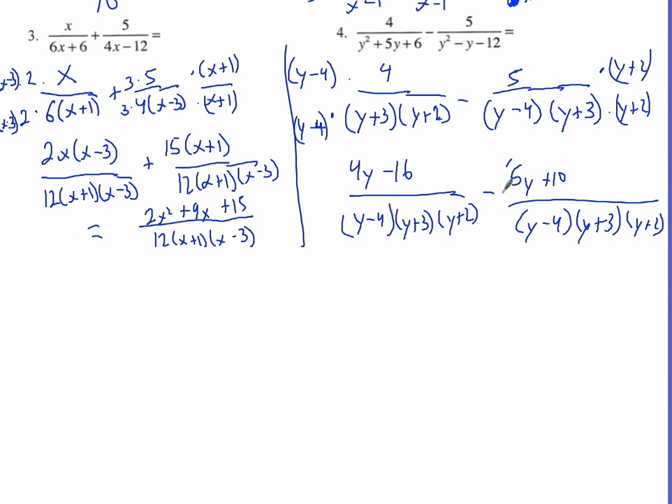I'm going to subtract these, but remember this has to be in brackets, so I'm subtracting the whole thing. 4y minus 5y is negative y. 16 minus 10 is negative 26, so that's the answer, and I'll leave the denominator factorized.